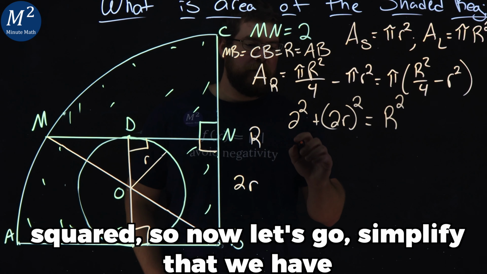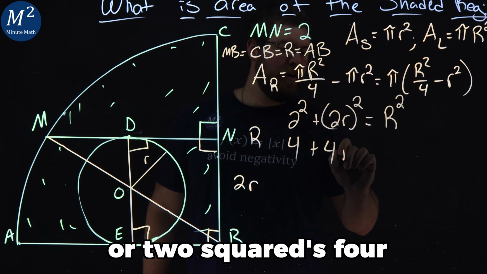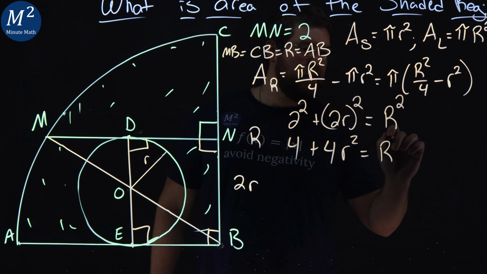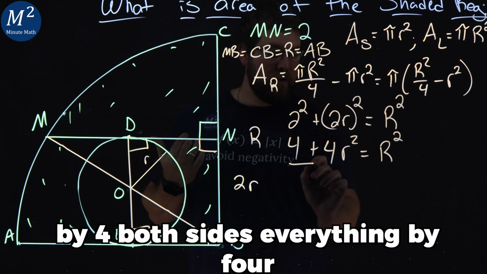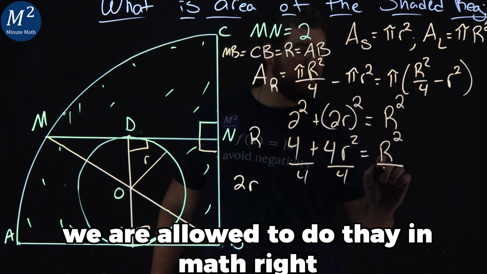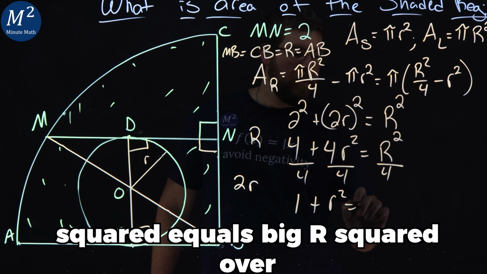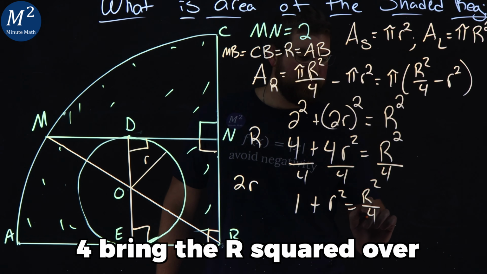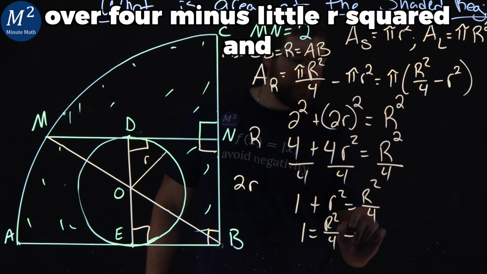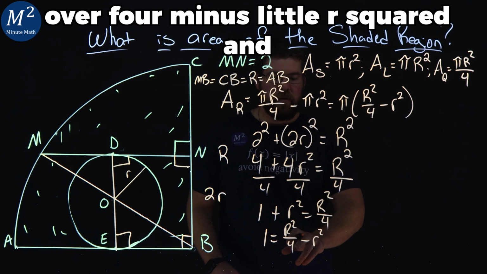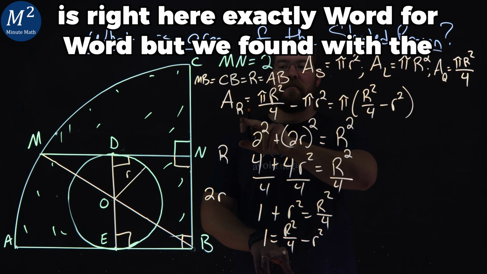So now let's simplify that. We have a 4 here, since 2 squared is 4, plus 4r squared is equal to big R squared. And if I divide all parts by 4, both sides, everything by 4, we're allowed to do that in math, right? We have a 1 plus r squared equals big R squared over 4. Bring the r squared over, and we have 1 equals big R squared over 4 minus little r squared. And look what we have here. That is exactly word for word what we found for the area.